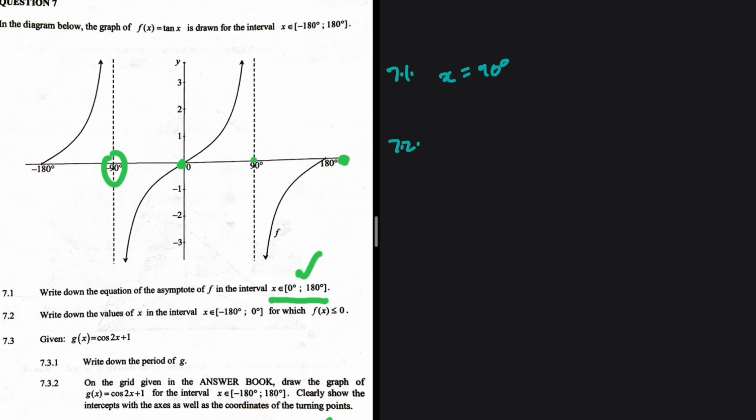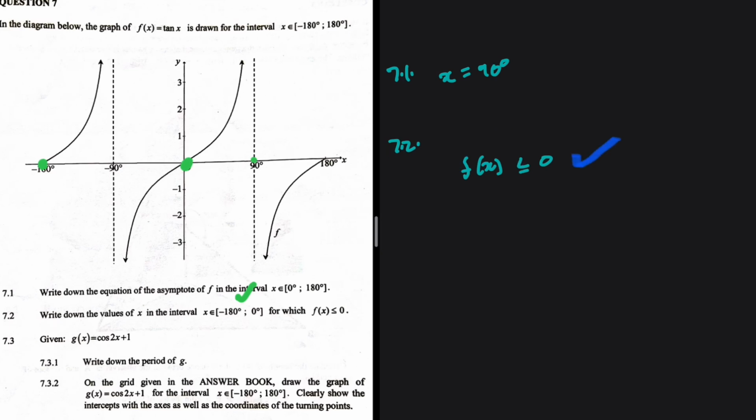7.2. So 7.2: write down the values of x in the interval minus 180 to 0, where f of x is less than 0. It's less than or equal to, rather. Again, we have an interval which we need to pay attention to. So we are looking for where f of x is 0 or negative, essentially, in that interval.